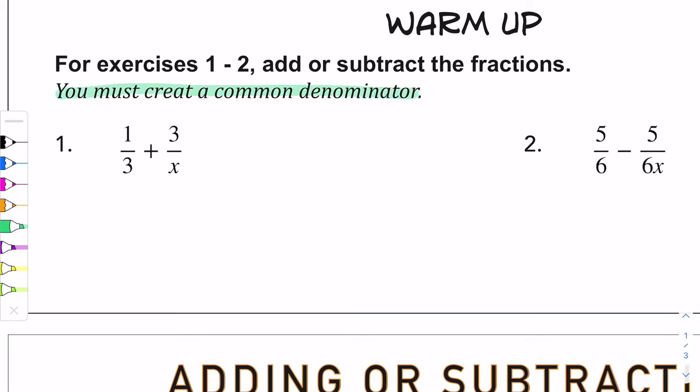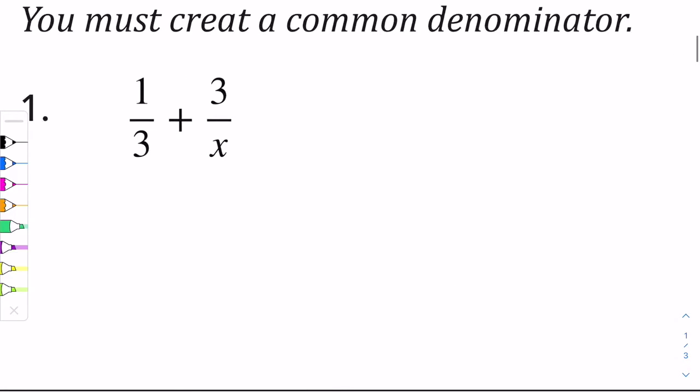Creating a common denominator can sometimes mean that you're multiplying each expression by the alternate denominator, and sometimes it might mean that you're only multiplying by part of a denominator. So looking at number 1, we have 1 over 3 plus 3 over x. Looking at these denominators, they don't have anything in common. So I'm going to multiply each expression by the opposite denominator.